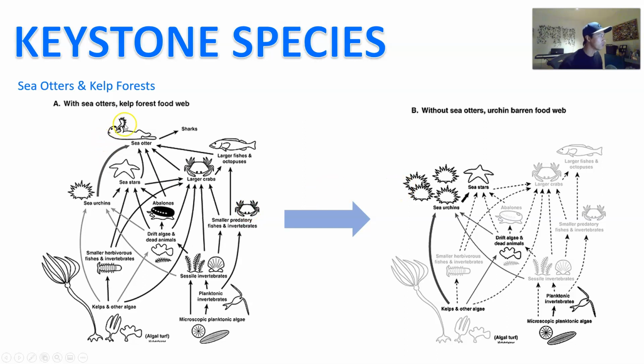However, when you remove the sea otter, when it was removed here, right, overpopulation here meant the destruction of the kelp forest down here, and that decrease meant that the eating of the kelp by the sea urchins increased. And then that created problems because the disappearance of kelp means smaller fish and invertebrates also disappeared, which then meant that larger crabs and larger fish also disappeared. So all of these organisms disappeared because of the disappearance of the sea otter.